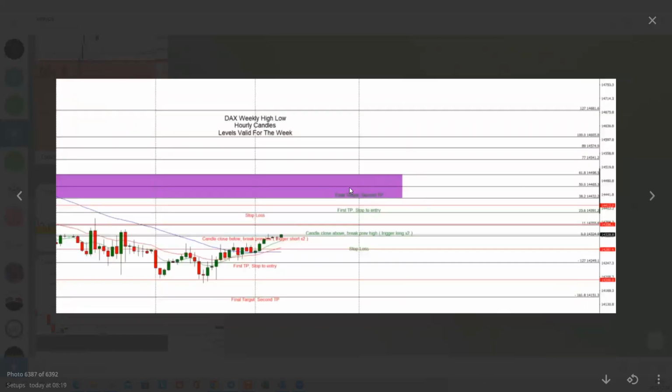On DAX weekly high low, currently between levels of 0 and 11. If you look at moving averages, 8 is above 21, above 50, that's indicating trend is up.